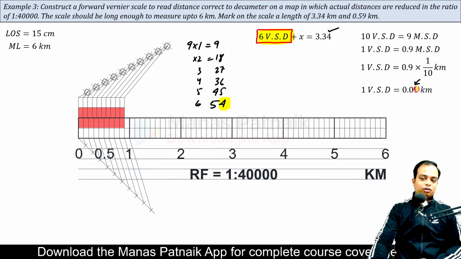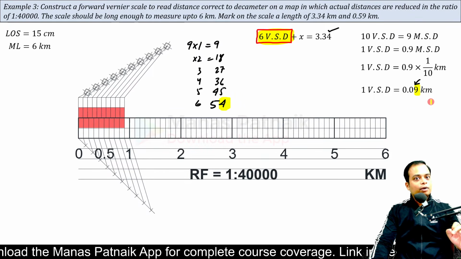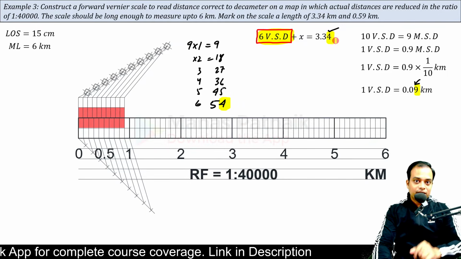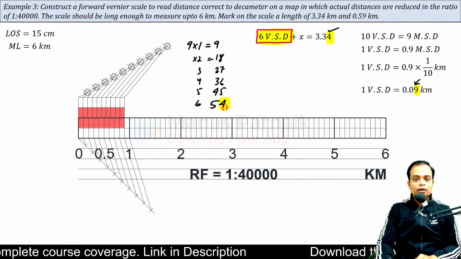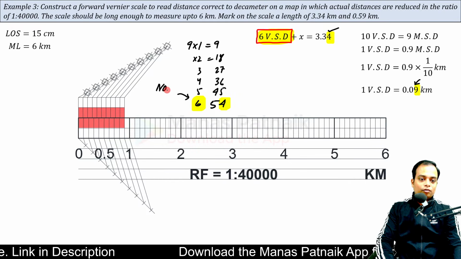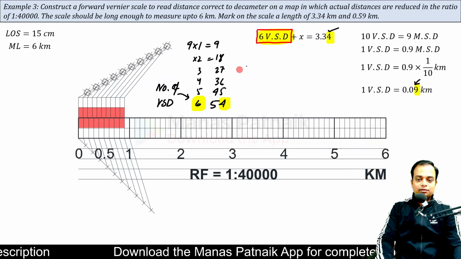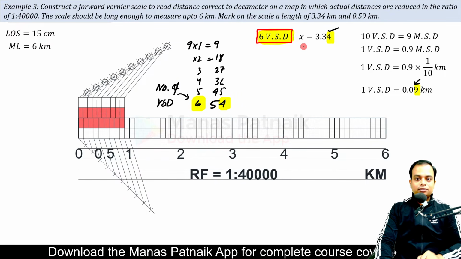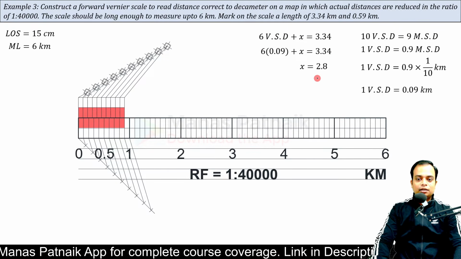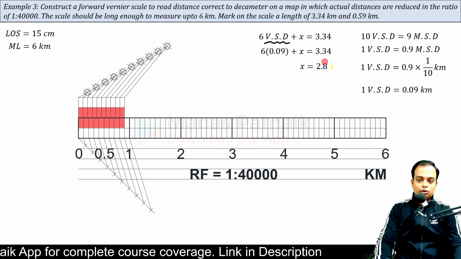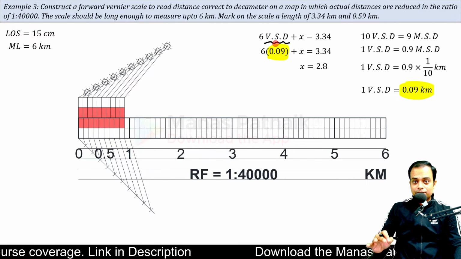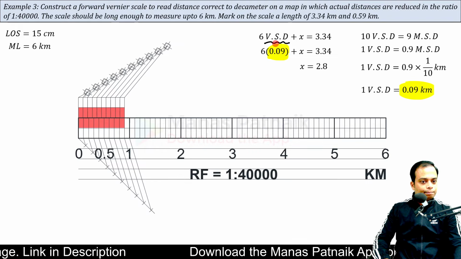So you started off with the last digit of one vernier scale division. You thought about multiplying it with a particular number that will get you the last digit of this measurement. That happens to be 4, and this 6 is going to represent the number of vernier scale divisions. So 6 vernier scale divisions plus x is going to give you 3.34. You just need to do the math over here, and x will work out as 2.8. By the way, 1 VSD, you know very well, is 0.09 kilometer, and that value has been put up. X is 2.8. Okay.